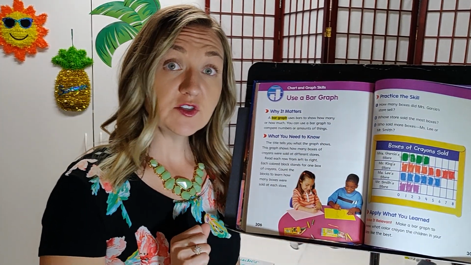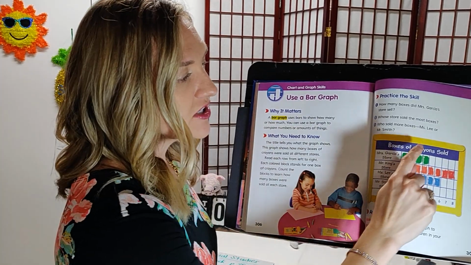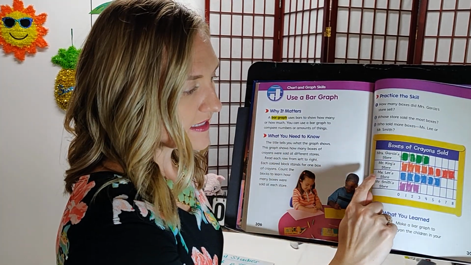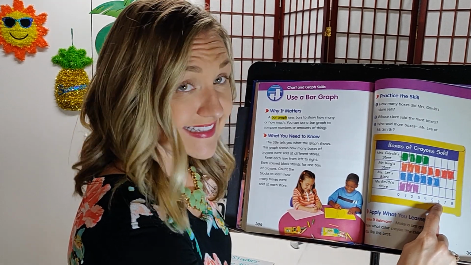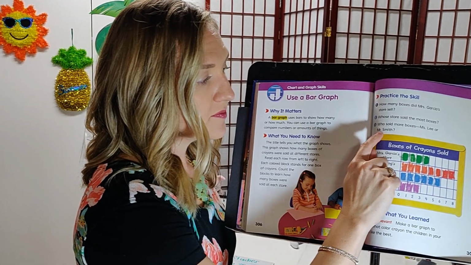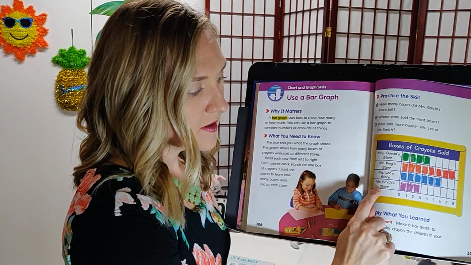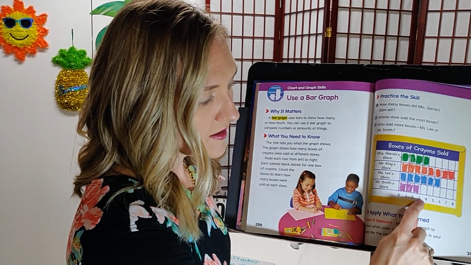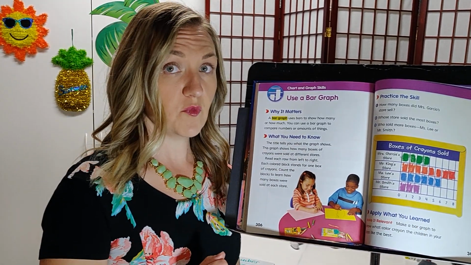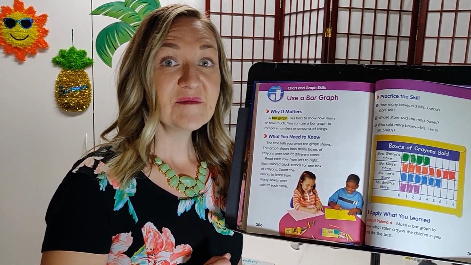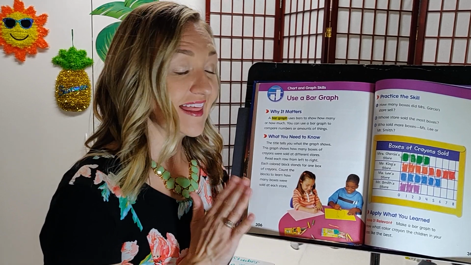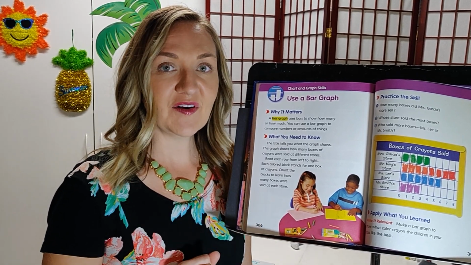And number 3, who sold more boxes, Miss Lee or Mr. Smith? Here we have to do a comparison. So let's first look at Miss Lee. Let's see, Miss Lee, her store sold 6. And then we compare it with Mr. Smith. Mr. Smith sold 3. So who sold more? Miss Lee or Mr. Smith? Miss Lee's store did.